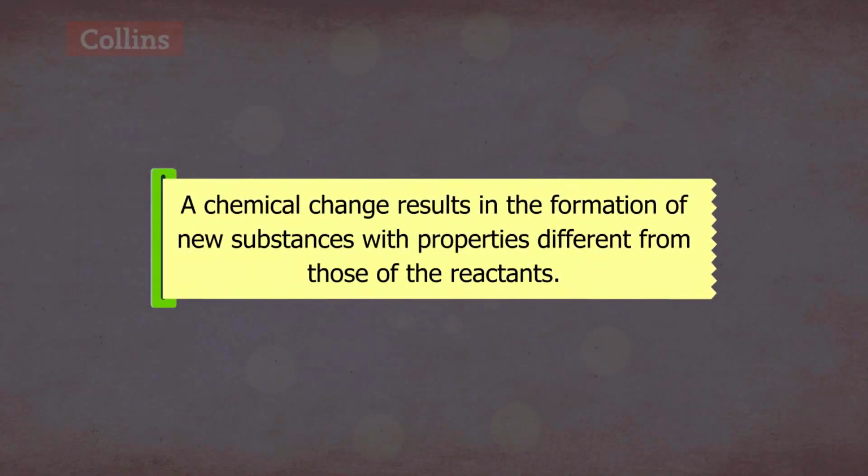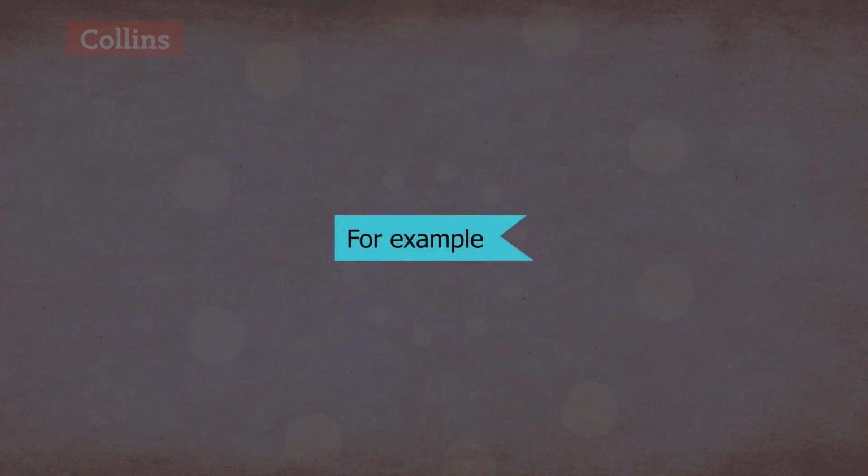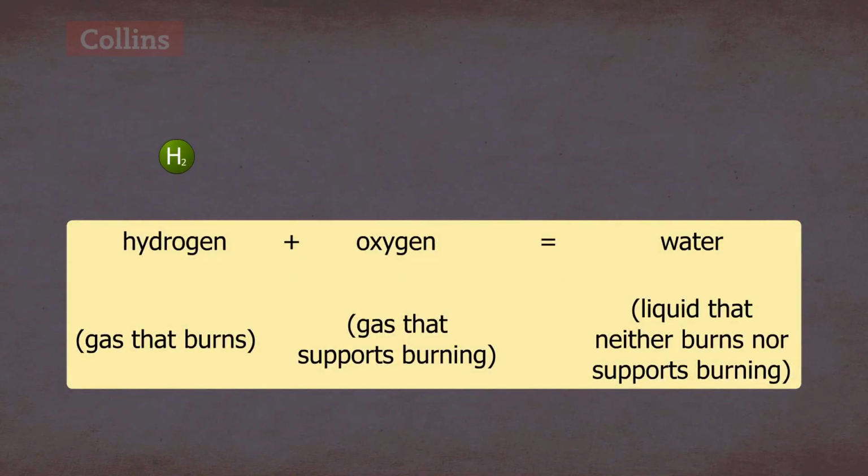A chemical change results in the formation of new substances with properties different from those of the reactants. For example, hydrogen is a gas that burns, and oxygen is a gas that supports burning. However, the two react chemically to form water, that is a liquid which neither burns nor supports burning.